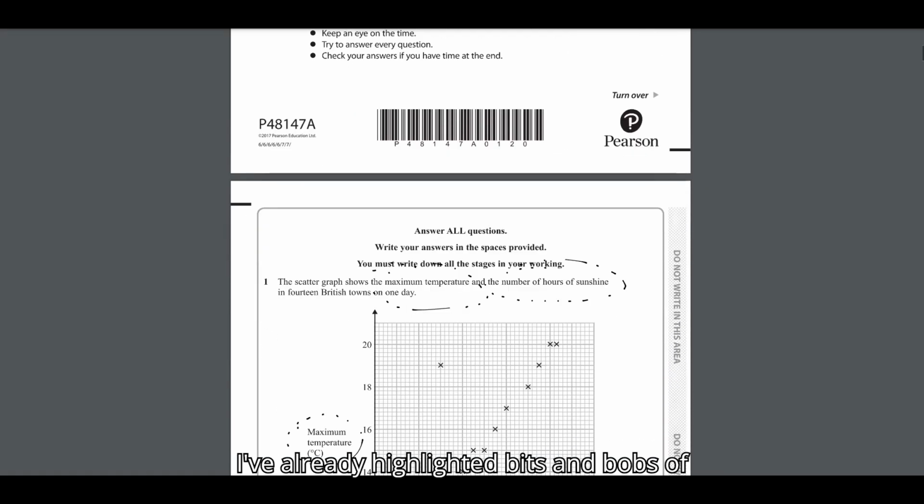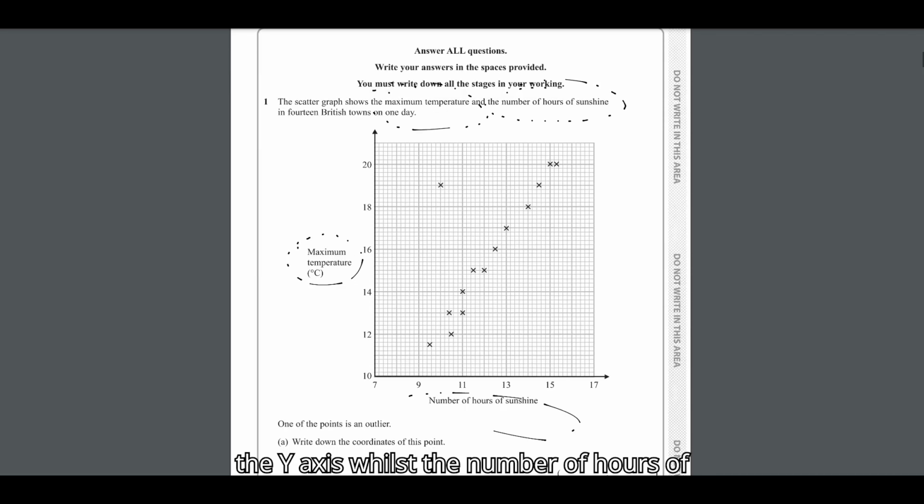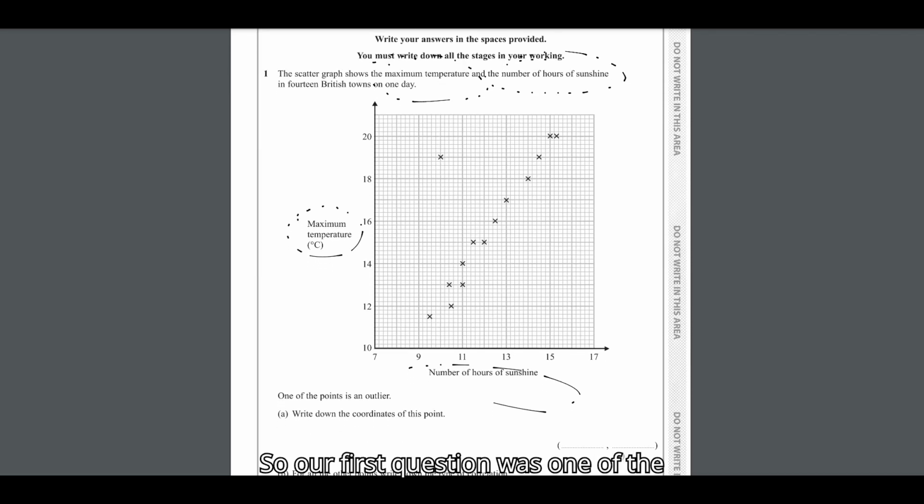So I've already highlighted bits and bobs of the first question, but we can see that the scatter graph shows the maximum temperature and the number of hours of sunshine in 14 British towns in one day. So maximum temperature is on the y-axis, whilst the number of hours of sunshine is on the x-axis. So our first question asks, one of the points is an outlier, write down the coordinates of the point. So an outlier is simply a point that does not match with the existing points. It does not relate to anything.